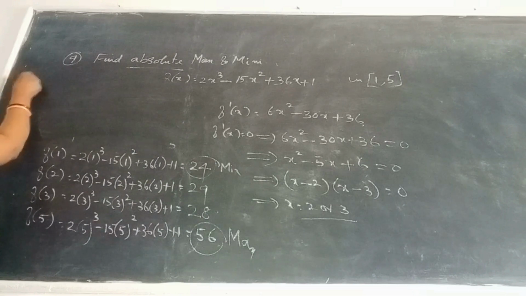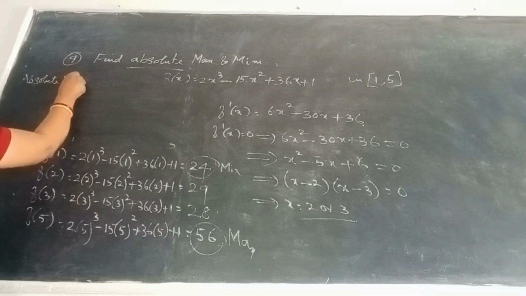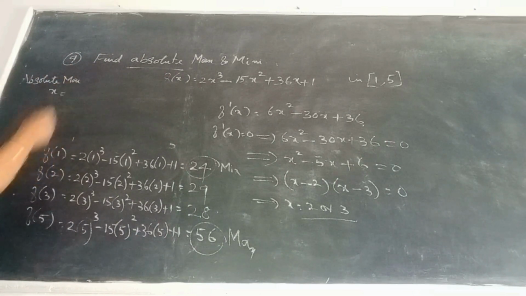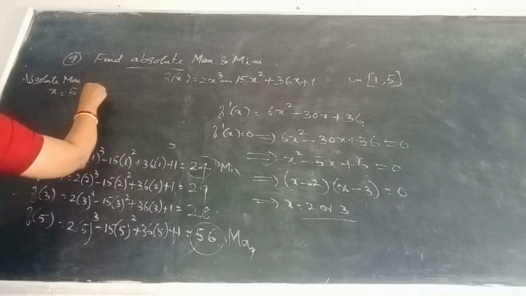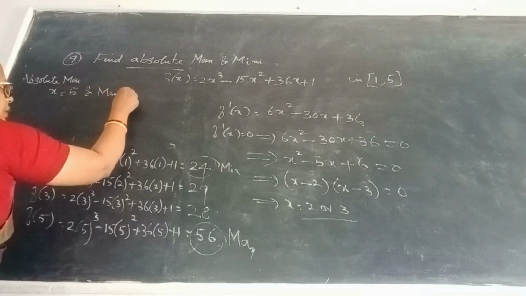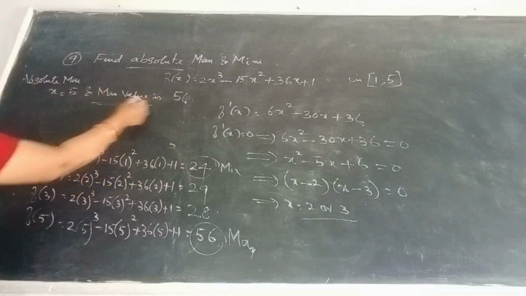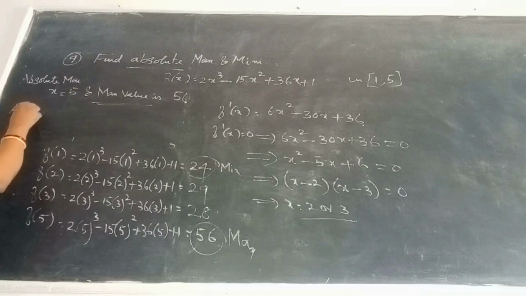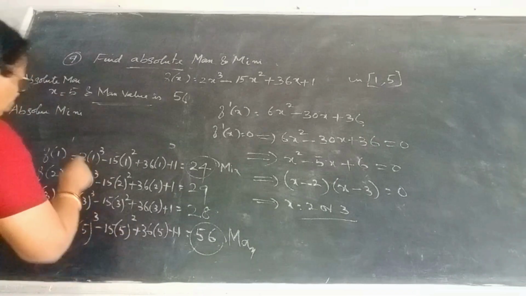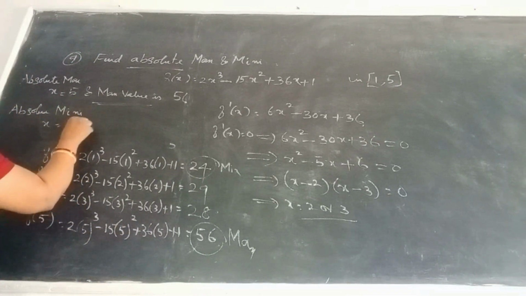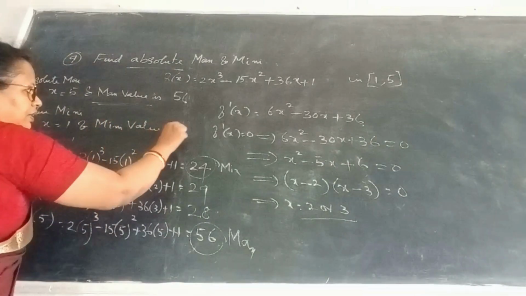So absolute maximum when x equal to 5 and the maximum value is what? 56. This is one answer. And absolute minimum when x is 1 and the minimum value is 24. This is the answer.